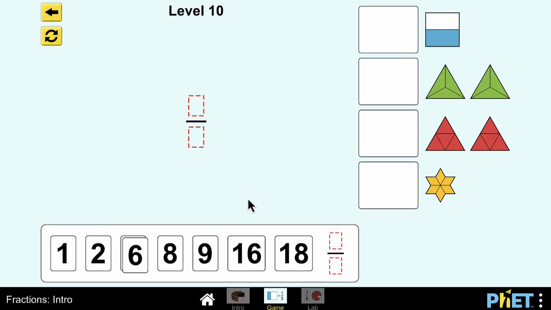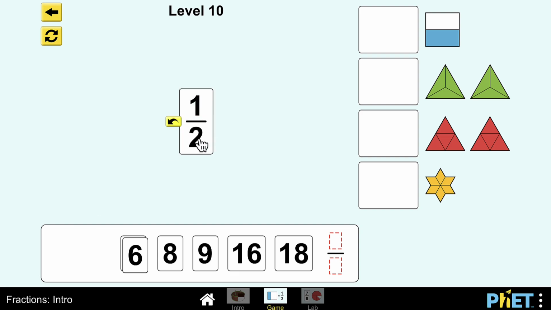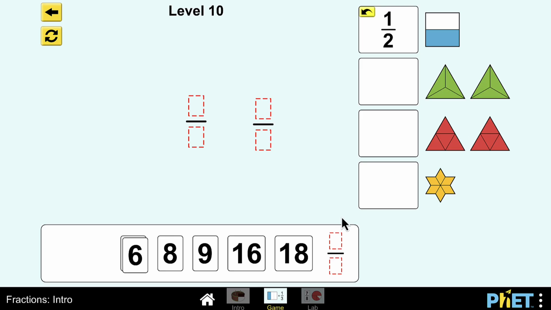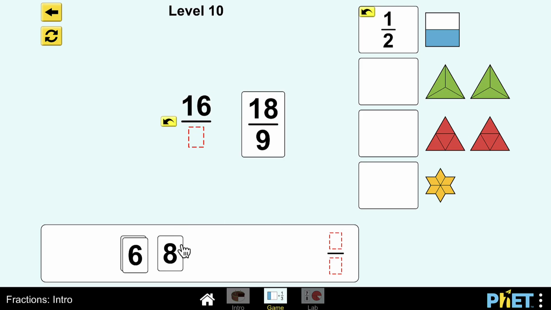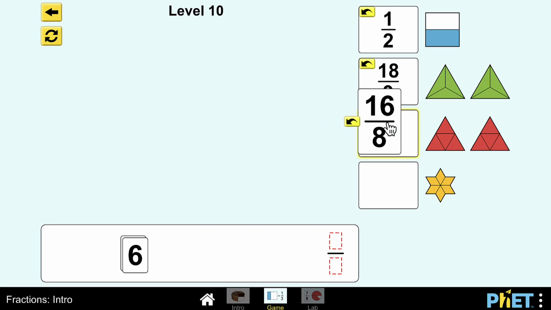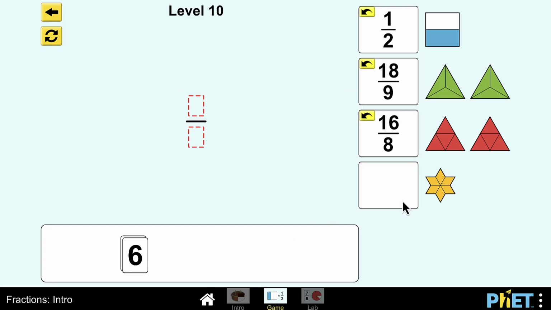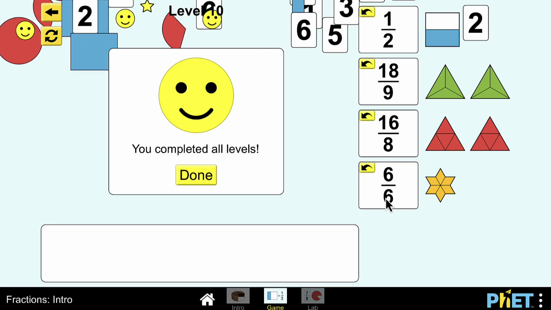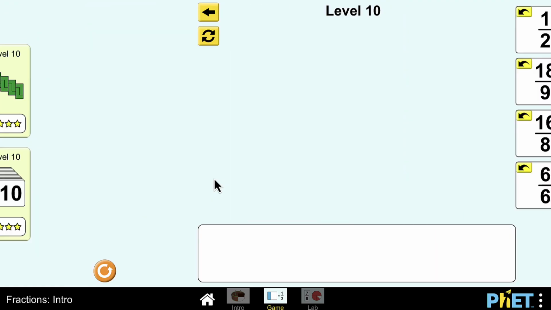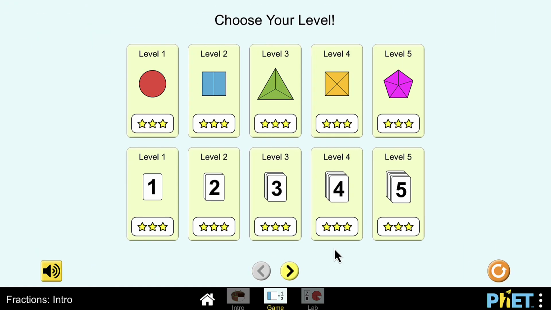Last level, level 10. Let's see how fast I can do this. This is 1/2, so 1/2. The next one is 2 wholes, and the next one is also 2 wholes. So I can say this is 18/9, and this one is 16/8, which is the same, it's just 2. The last one is 6/6. Good job! We completed all levels from both tracks.